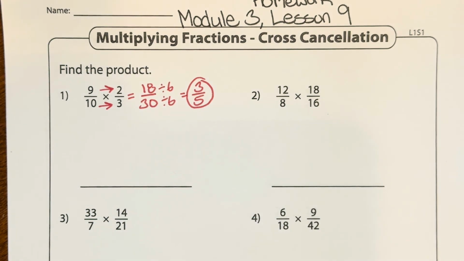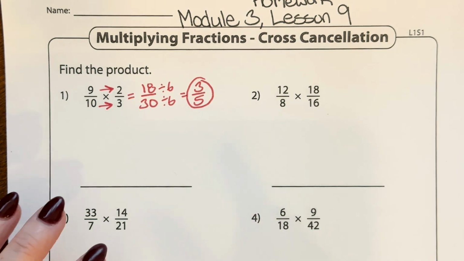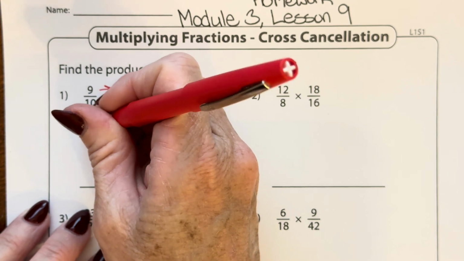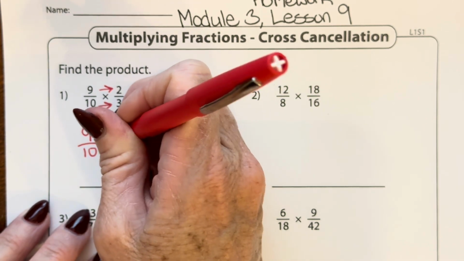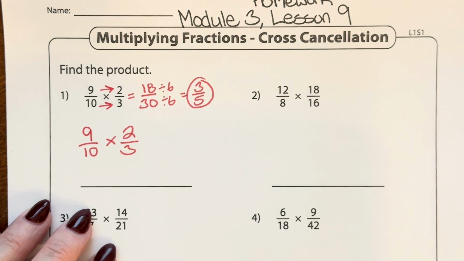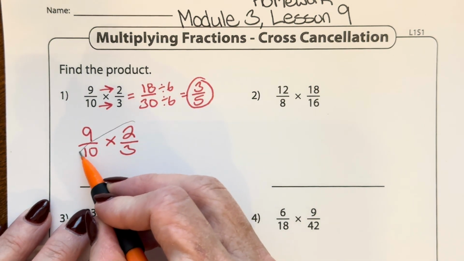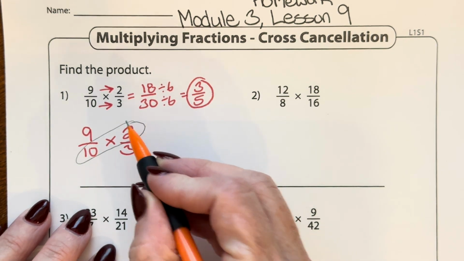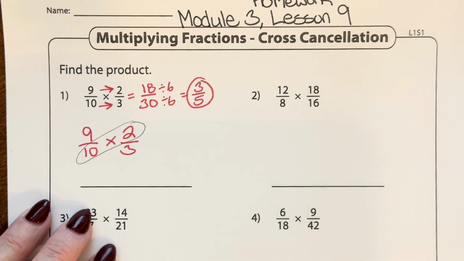Now there's something I could have done beforehand that would have also helped me. So I'm going to do this problem again, but I'm going to use this method called cross-canceling. So in cross-canceling, I look at the numbers that are across from each other, and I make them smaller before I actually solve the problem.